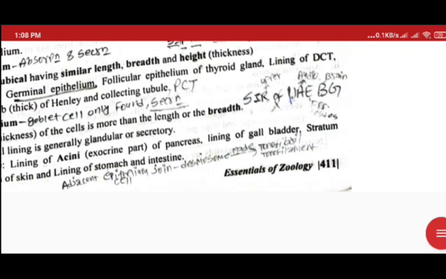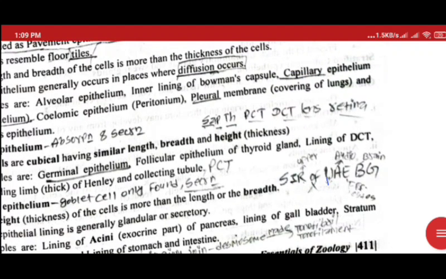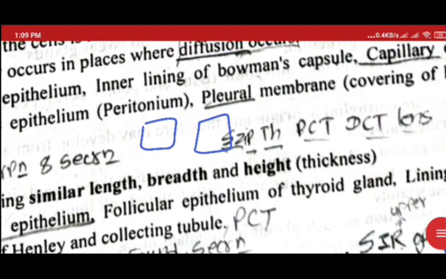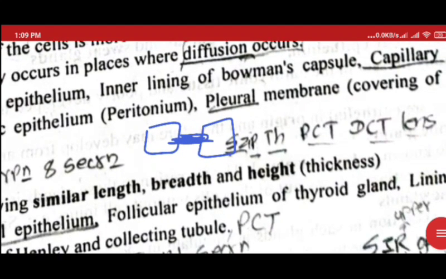Also I have written here: if this is a cell, and these are two cells, the joining of these two cells and the communication between them is done by desmosomes.